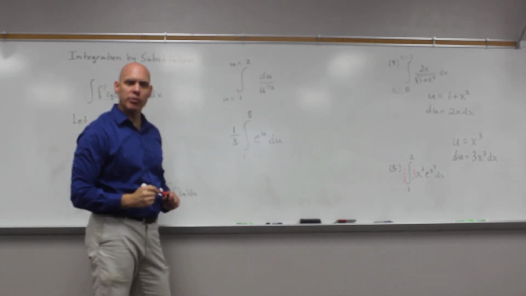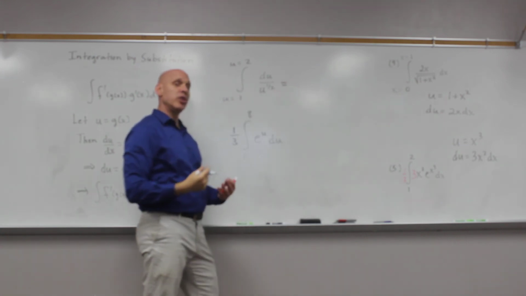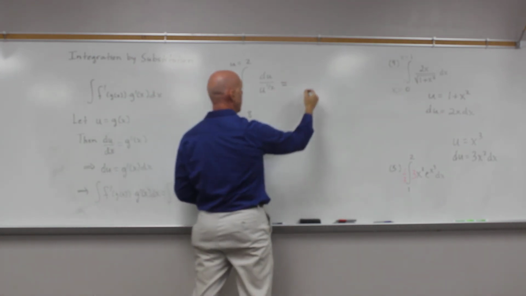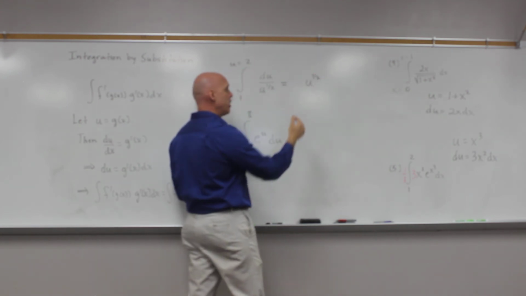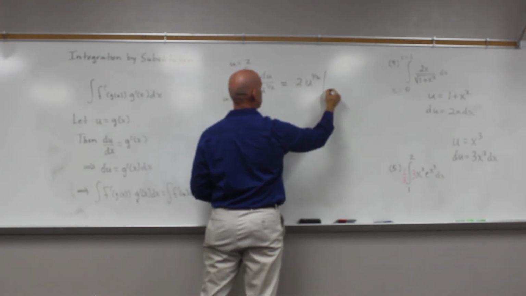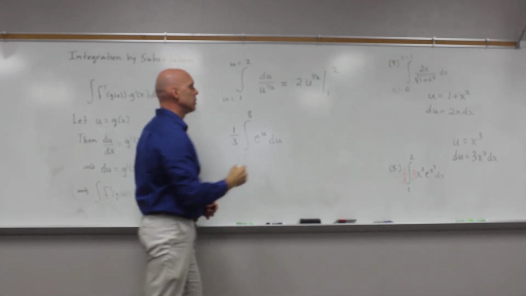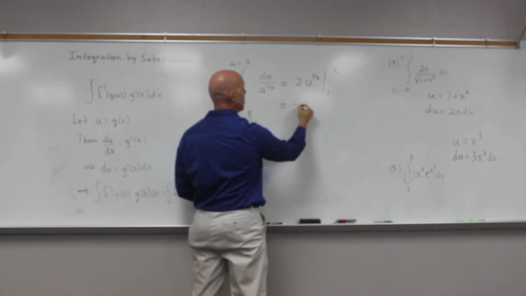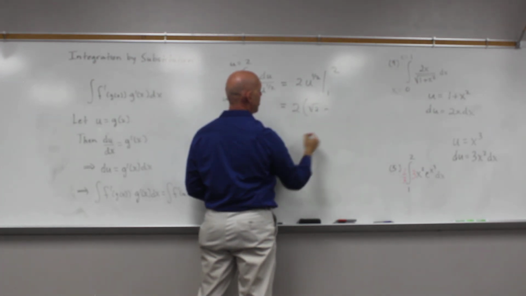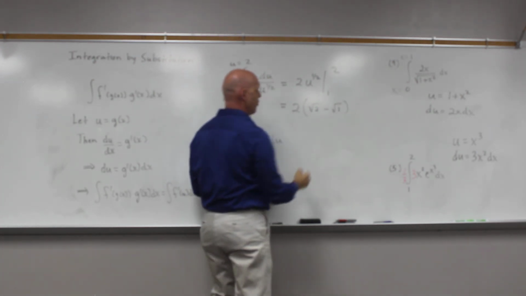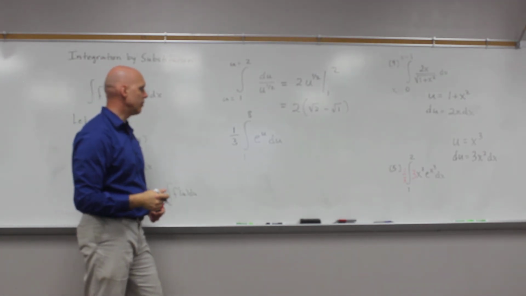Actually, let me go back and finish both of these up for you. This is really u to the negative 1/2. I'll think that in my head, so I'll add 1 to the power, divide by the new power, from 1 to 2. Plug in the top limit, minus plug in the bottom limit. I, of course, could simplify that, but I'll leave it as is, just so you can see where everything is coming from.